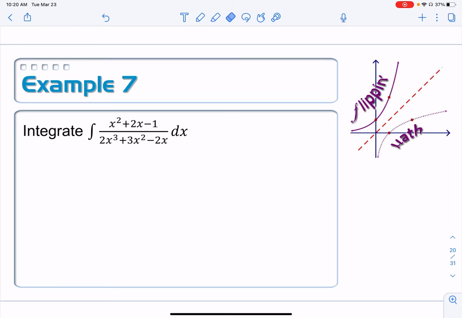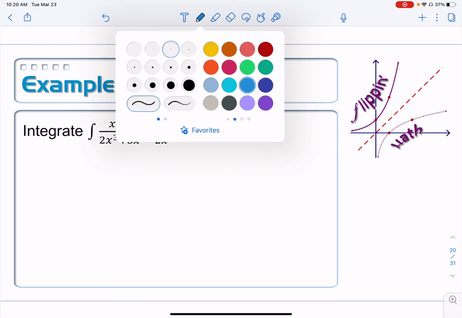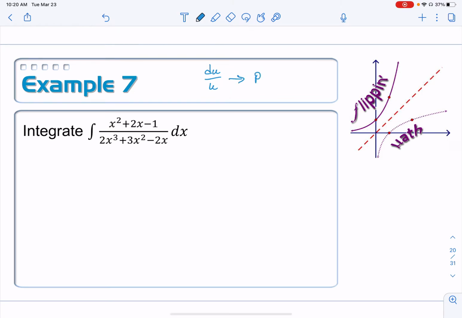All right, look how complicated example 7 is. We have a quadratic over a cubic, and notice that still it's of the form a du over u, which is indicating to us that, hey, we're probably going to try some partial fraction decomposition, especially if the derivative of the bottom does not exactly match up with the top, and I don't think that it would, right?